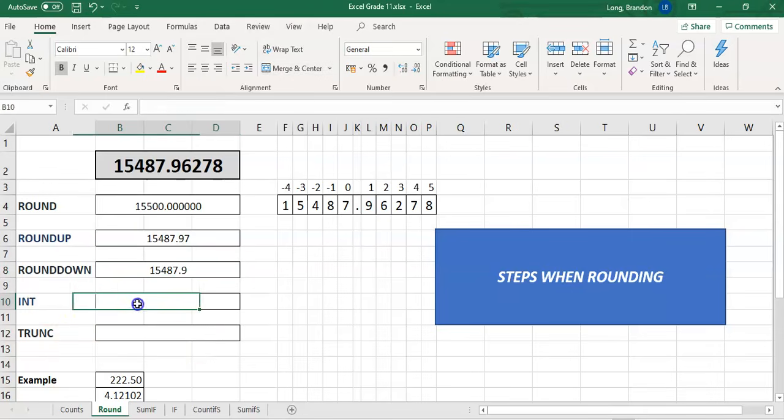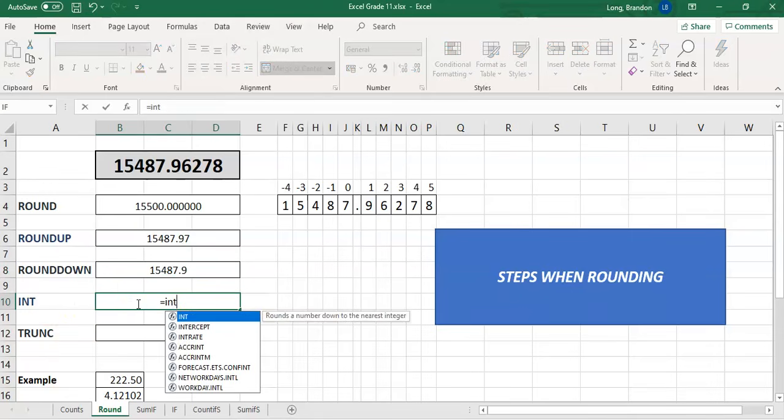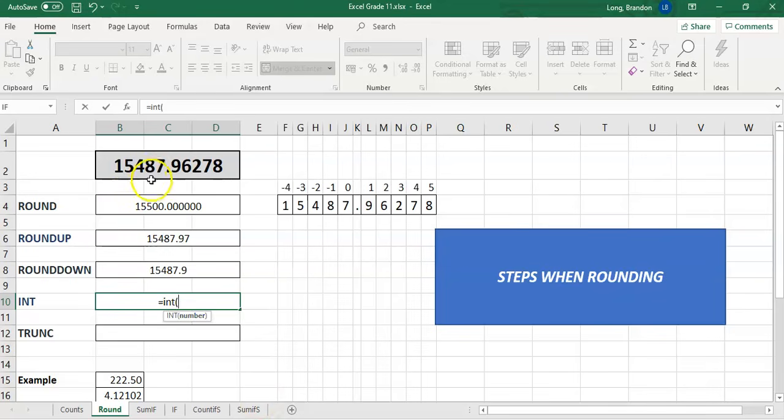There is another function called int. What int does, if you saw there, is it rounds the number down to the nearest integer. So it only needs the number, it doesn't need anything else, and it just gives you the int of that number. So there we go, it rounds down. It's like a round down to 0 decimal places if you don't want to have that extra parameter.